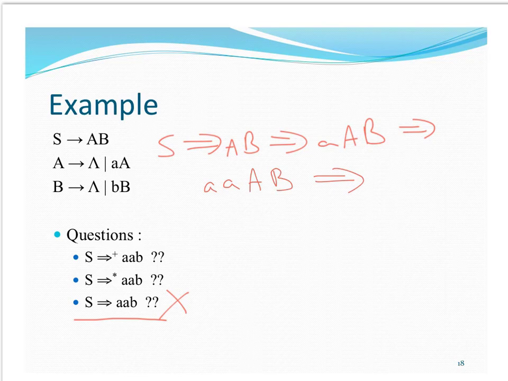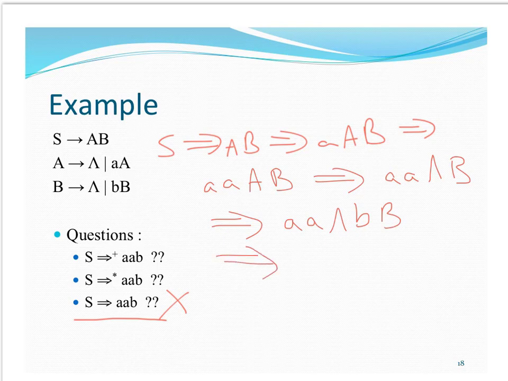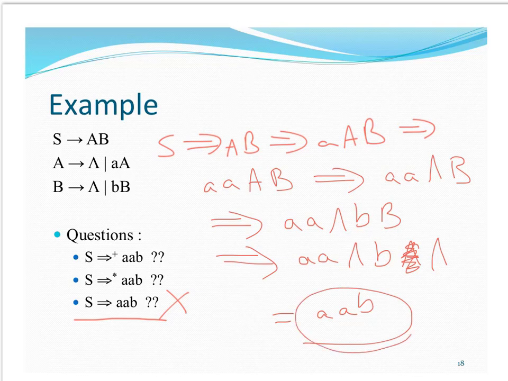Then we replace the capital A with a lambda, so that goes to A A lambda B, which goes to A lambda little b, big B, goes to A A lambda little b lambda, and that is the same as little a b. So we can definitely derive little a b from S. We can do it in one or more steps, and we can actually do it in zero or more steps. It happens to be more, but zero or more includes more.